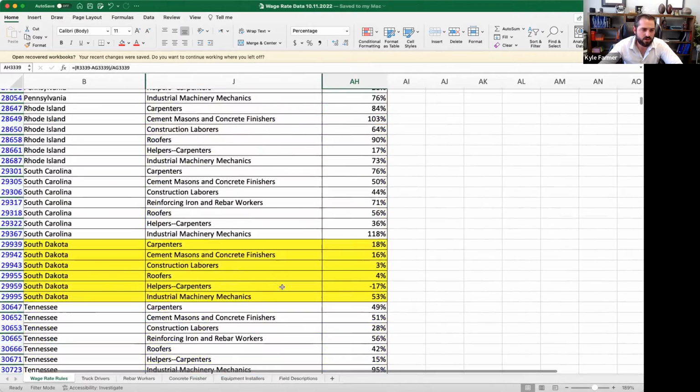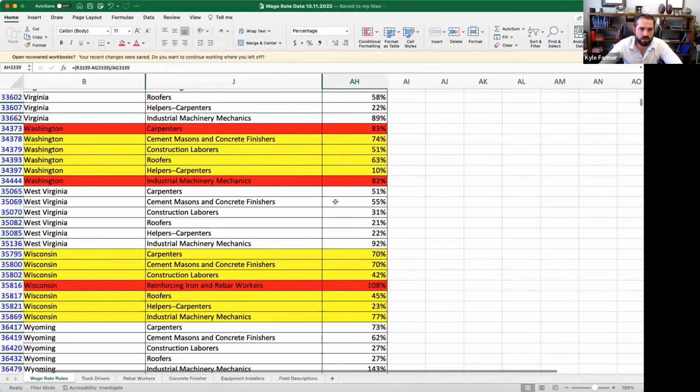And let's take a gander at the implications here. Carpenters 83%, equipment installers 82%, concrete workers, so they must not have had rebar in the data, so you can say 74%, and I can look at what the national average is for rebar workers.